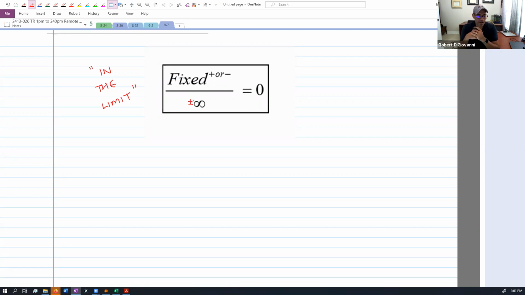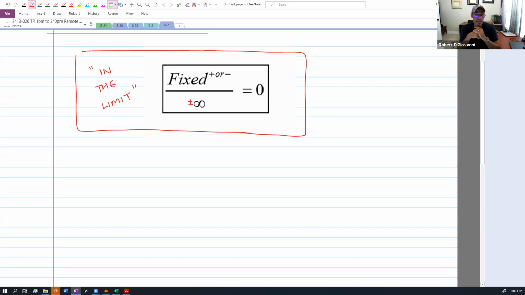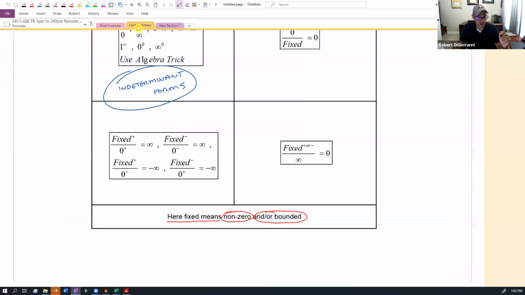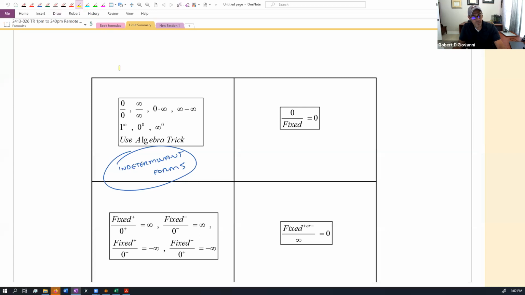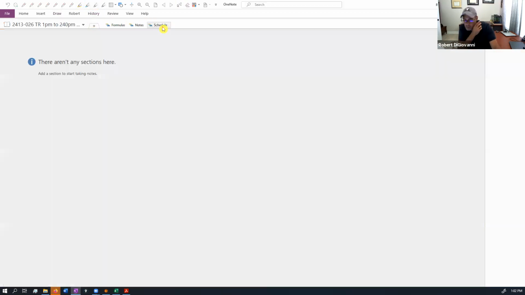So what we'd like to do now is see how we can use this very important property of limits to solve some more challenging limits. So we're now going to shift our attention away from this idea of fixed over infinity and look at one of our other indeterminate forms, which were on the limit summary sheets that I gave you. We have spent time on 0 over 0. We've done that already. Algebra trick, right? Today, we're going to start looking at what happens when you get infinity over infinity. All right. So here we go.